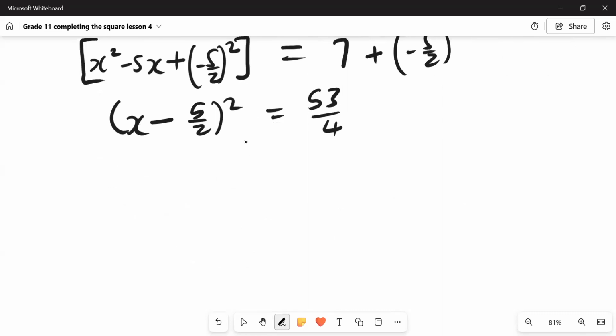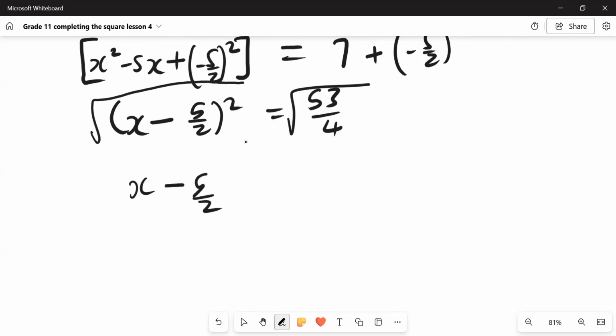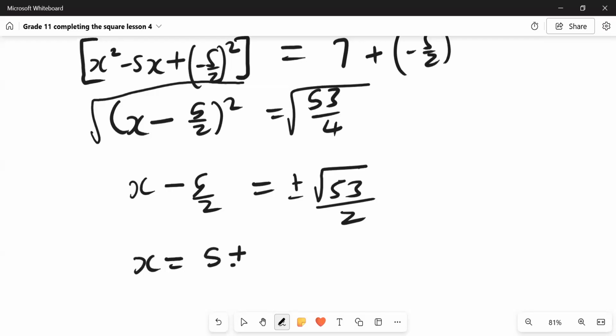And then from here, it's the matter of using square root. Now you'll have your x minus 5 over 2, which is equals to plus or minus a root of 53 over 2. And this will give us x is equals to 5 plus or minus root of 53 over 2. Then this is your final answer.